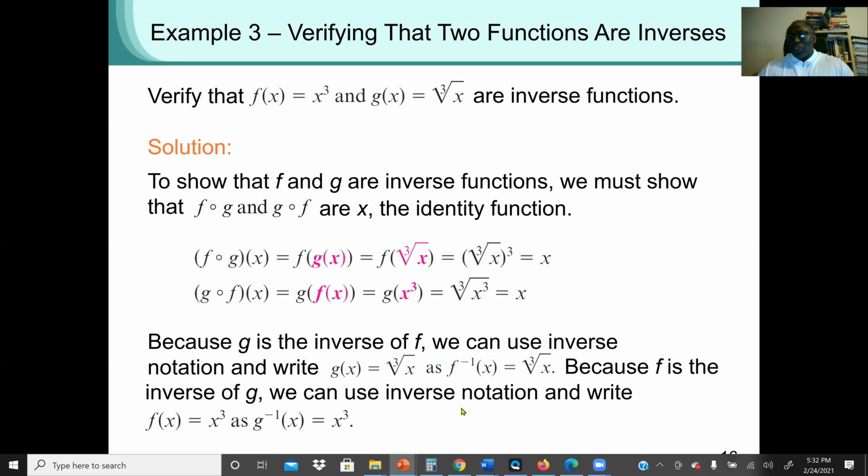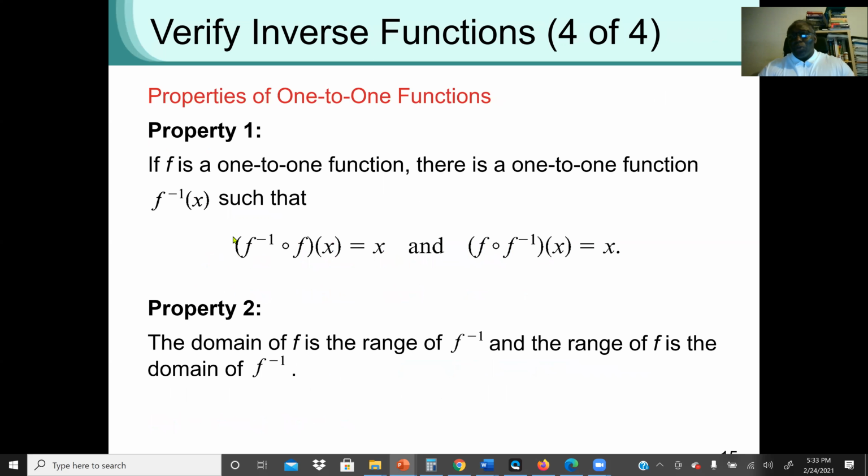Then we can also use the inverse notation, right? f(x) is x cubed, and g inverse at x is equal to x cubed also. So that's the property we use, the composite property, as we said. Property 1, I have two functions. Here we are verifying, we are not determining.